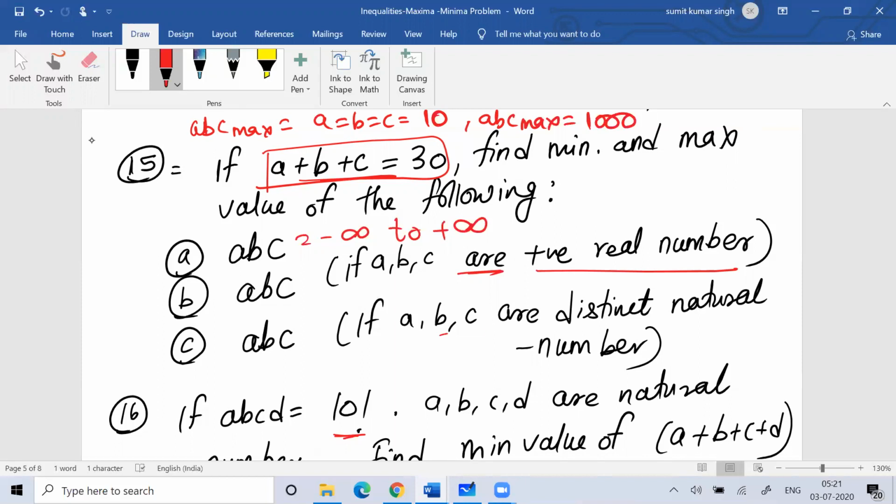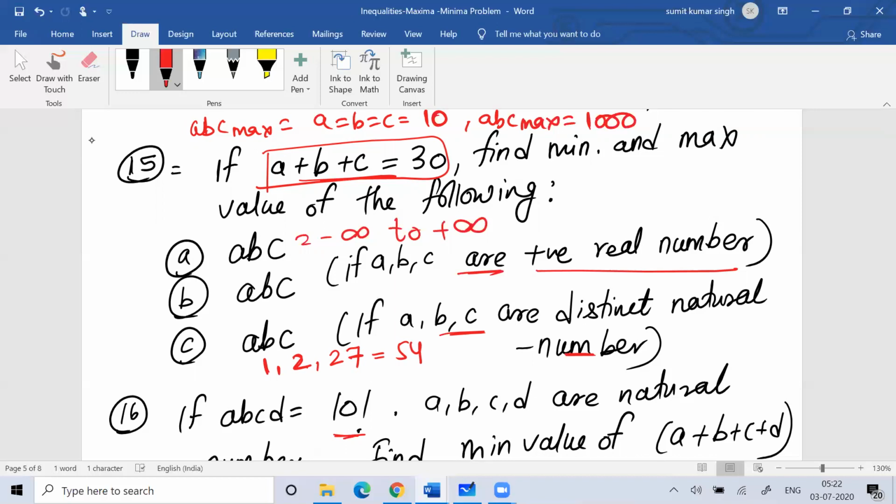Now here, if a, b, c are distinct natural numbers, I will take 1 and 2, because I cannot take 1 again, and then I can take 27. So their product would be 54. That would be the minimum one. That way I can make the minimum product of abc.